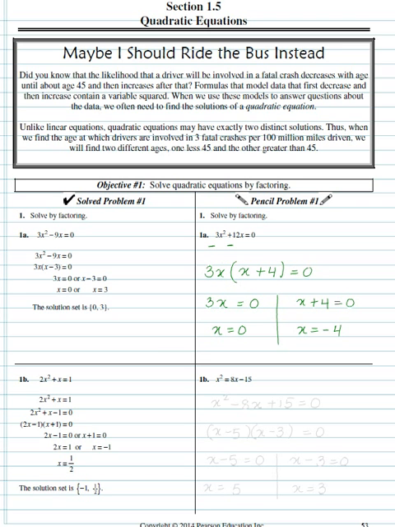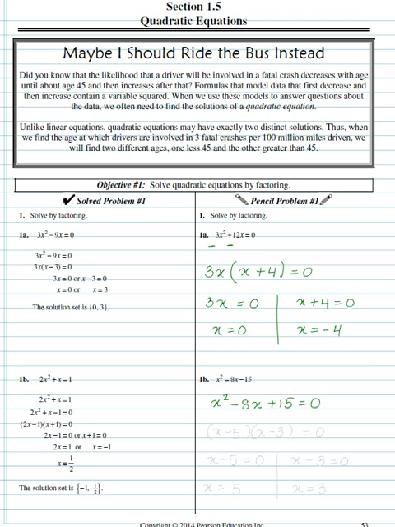Problem 1b. It's not in standard form, so I'm going to go ahead and bring everything to one side. So positive 8x becomes negative 8x. Negative 15 becomes positive 15 because you're moving it from one side to the other. And now I set it equal to 0.